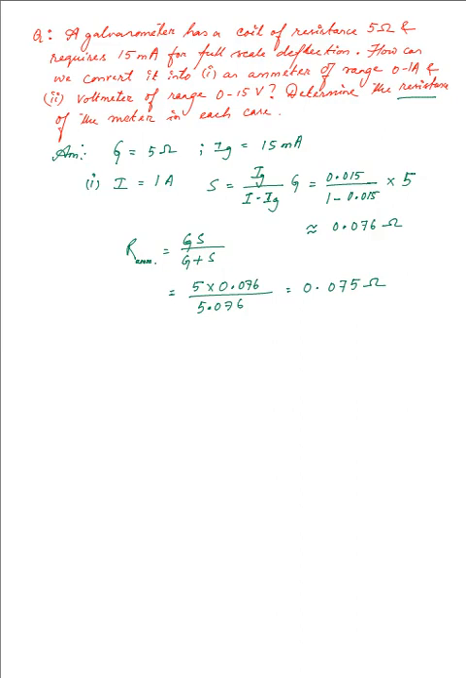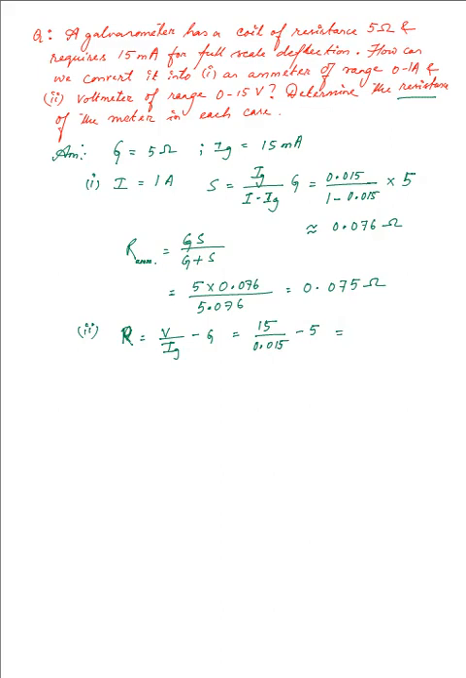Now as for the second case, where we wish to obtain the multiplier resistance first of all. The multiplier resistance is equal to V divided by Ig minus G. Now we wish to convert it to a voltmeter of voltage ranging up to 15. So V is going to be 15. Ig we have is 0.015, and the value of G being equal to 5. So we have this value.